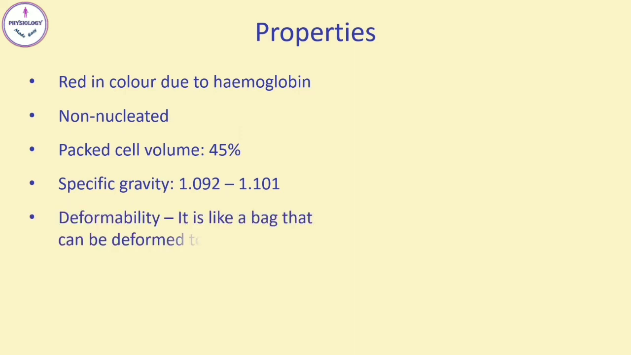Next is deformability. It refers to the ability of the RBCs to change their shape without rupturing. RBC behaves like a bag that can be deformed into almost any shape. This property helps them to squeeze through the smallest capillaries.